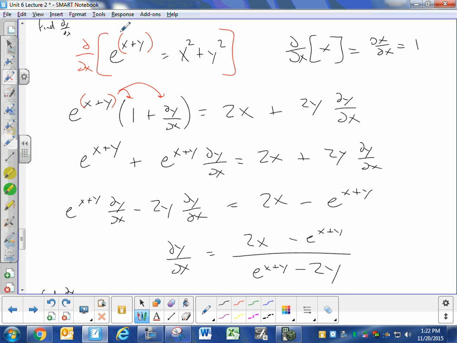If this was e to the x squared, the derivative would be e to the x squared times 2x. Since it's an x plus y, I need to have the derivative, which is a sum of the derivative of x and the derivative of y.